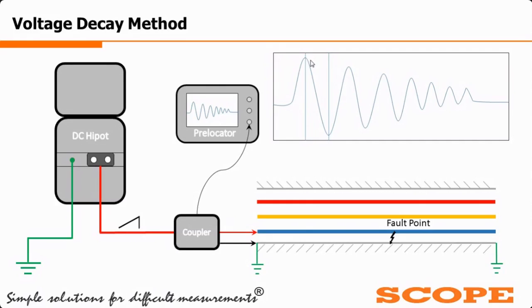The voltage decay method should be used as a last resort only. First we always go through the ARM, SIM or ICM method. If we do not get a result after the application of a maximum of 32 kV or 16 kV surges to the cable, then we go for the voltage decay method for prelocation. So this is all about the prelocation methods.